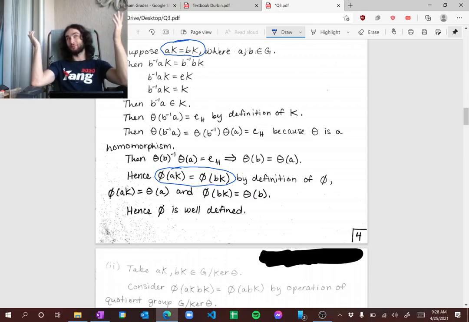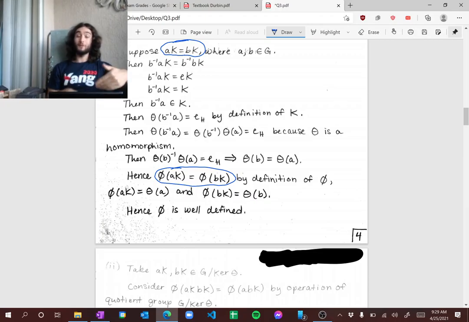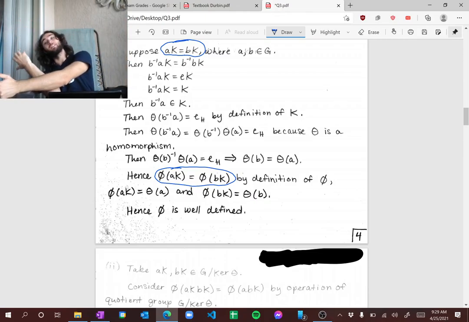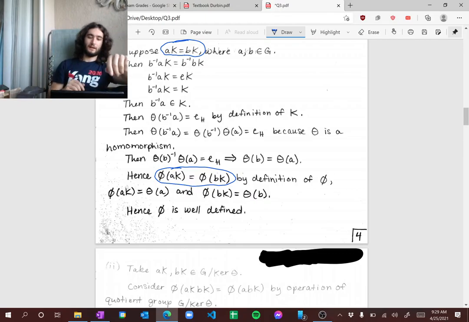So in other words, this function that I'm making up is completely bogus. It's not well defined. And that's what we got to make sure for this one, that it's not bogus. If I give it a coset once by calling it aK, but then later I give it the same coset, the exact same element of the quotient group, but I call it bK. Well, then that's going to map to theta of a and theta of b. And are those the same? Because if they're not, then this function is not well defined, and we got to stop right there.